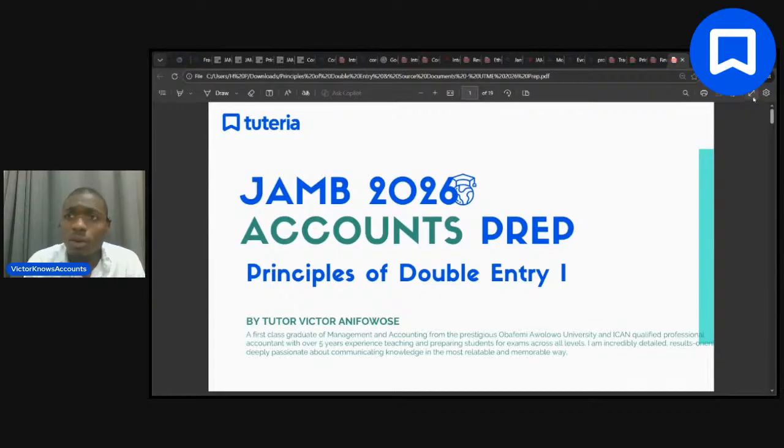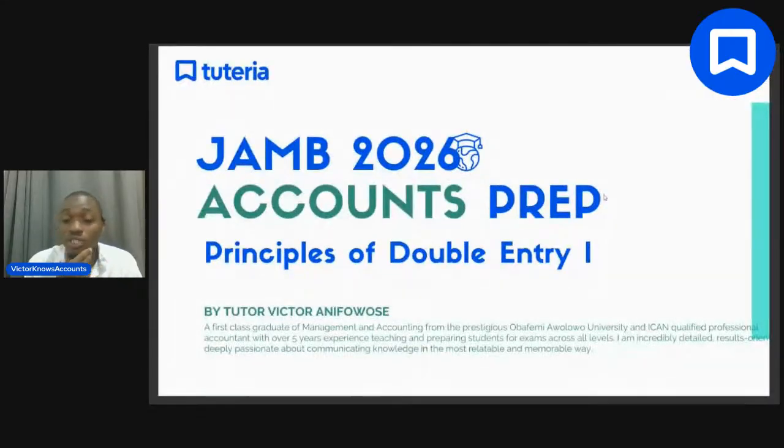All right. But before we go into the principles of double entry itself, you must understand that the principles of double entry actually only affect the ledger. All right. So we'll just talk about some documents, some documentation before we enter into ledgers. All right. Now you can see my next slide.